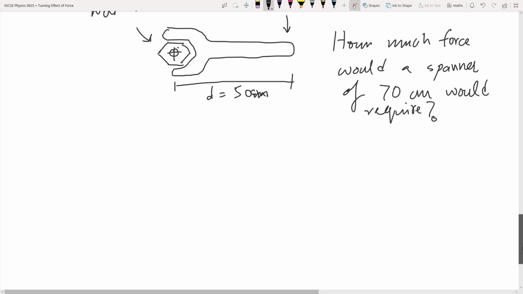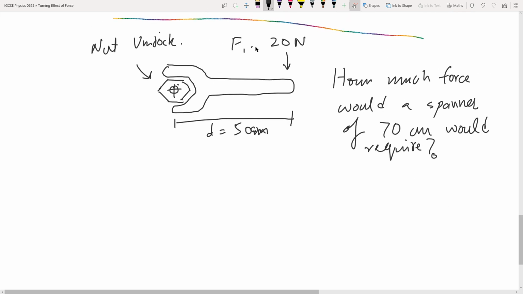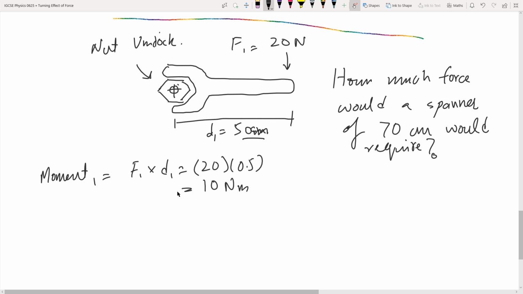Now in this case, first we need to calculate, let's call this F1 and D1. So we can find moment 1, that is F1 into D1. Again, this is in centimeters, so we need to convert it. That is 20 into 0.5, which is 10 newton meters. I'm going to represent it as tau 1. Now remember, this tau or moment is what unlocks this nut. That is going to be the same value even for a bigger spanner or a smaller spanner.